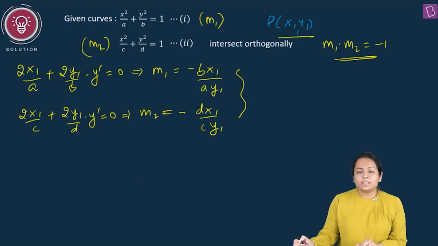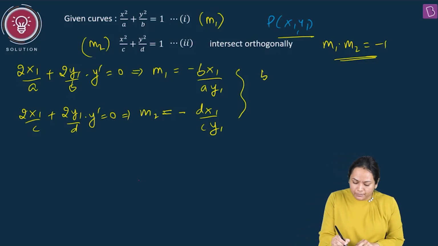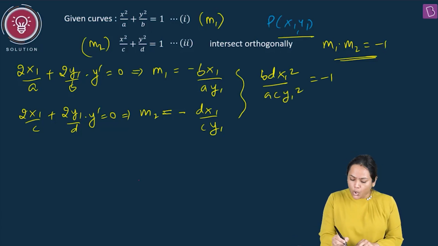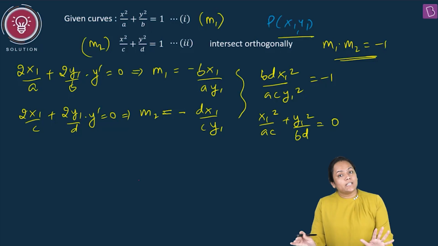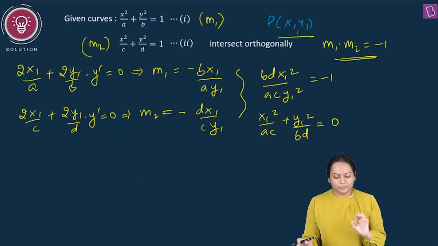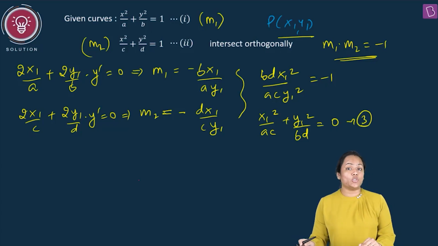And when I actually put this in m1 m2 is equal to minus 1, it's going to become b d x1 square divided by a c y1 square is equal to minus 1. Or I can further say that it's going to become somewhat like x1 square by ac plus y1 square by bd is equal to 0. Clear? Understood? Perfect. Let me take this as the third equation.